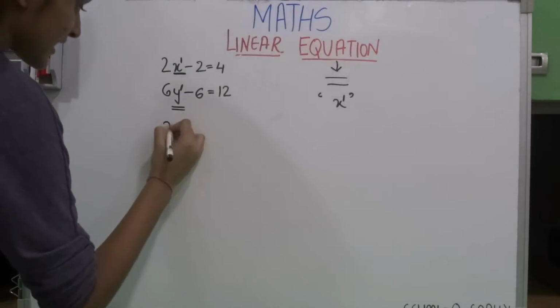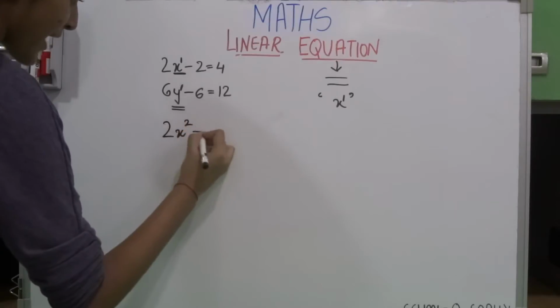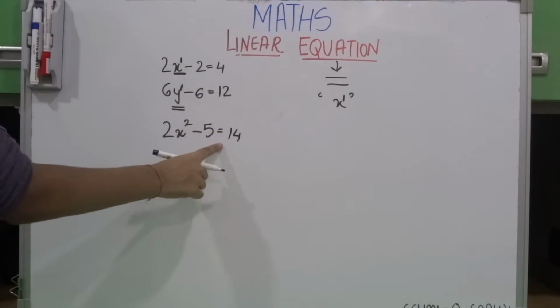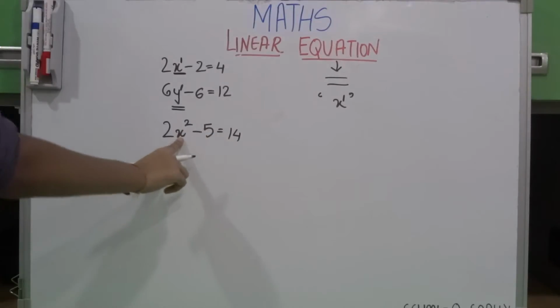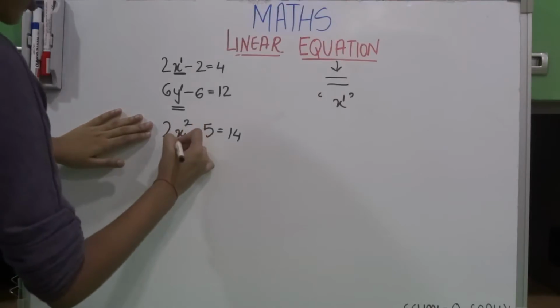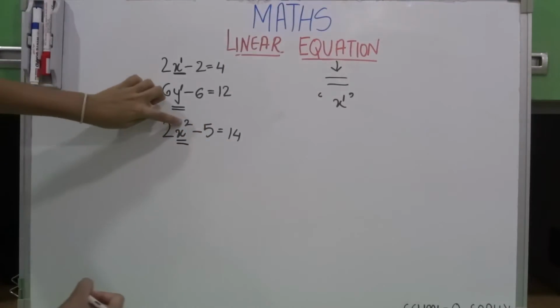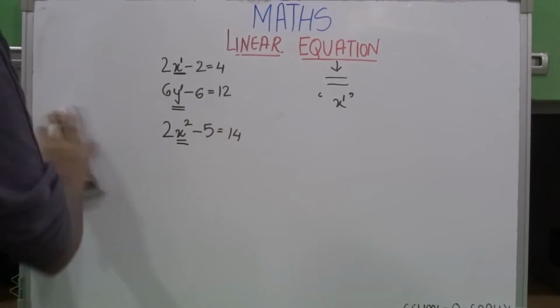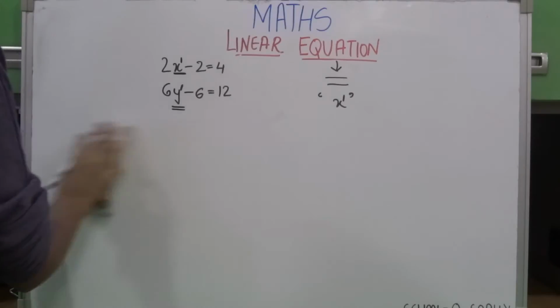Another example of an equation could be 2x square minus 5 is equal to 14. Now there is an equal to sign and the value of this variable x needs to be found out. So this is an equation. However, it is not a linear equation because this variable x is raised to the power 2, which is more than the power 1. So this is not a linear equation.